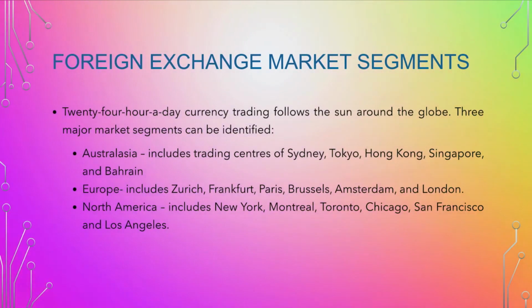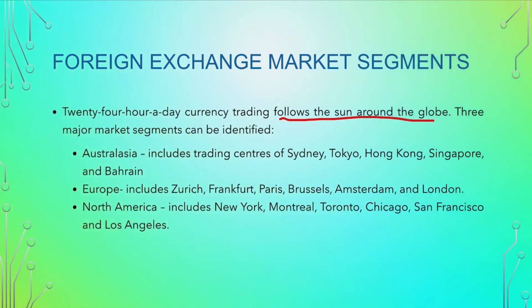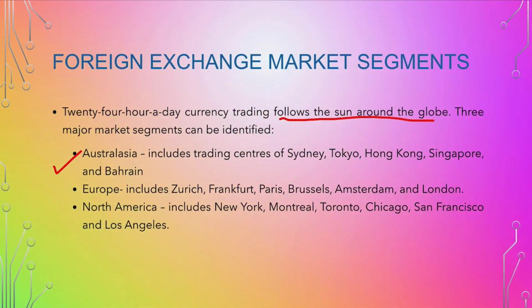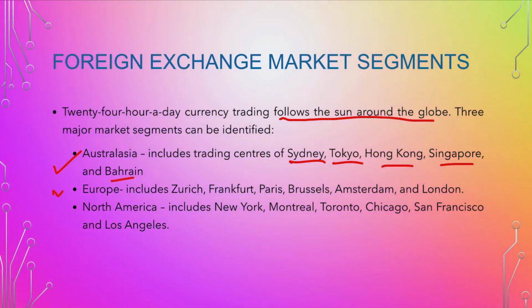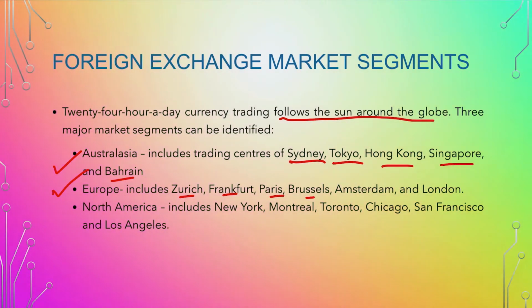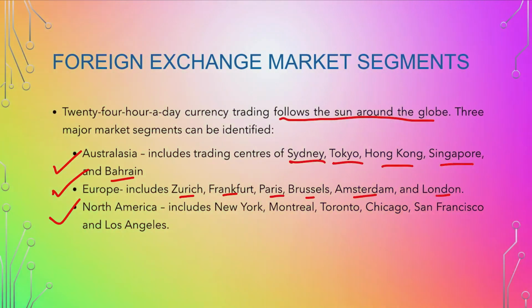Okay, now let's look at the foreign exchange market segments. Currency trading is 24 hours a day and follows the sun around the globe. Three major market segments can be identified. Australasia includes the trading centers of Sydney, Tokyo, Hong Kong, Singapore, and Bahrain. Europe: Zurich, Frankfurt, Paris, Brussels, Amsterdam, and London. And the last one, North America, includes New York, Montreal, Toronto, Chicago, San Francisco, as well as Los Angeles.